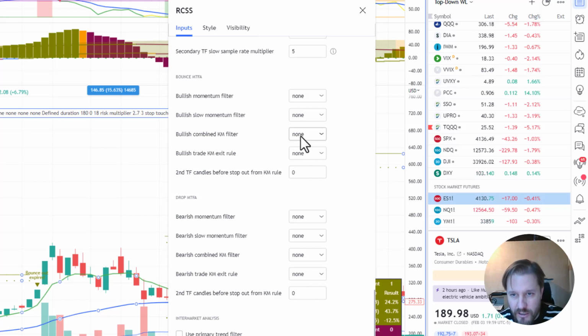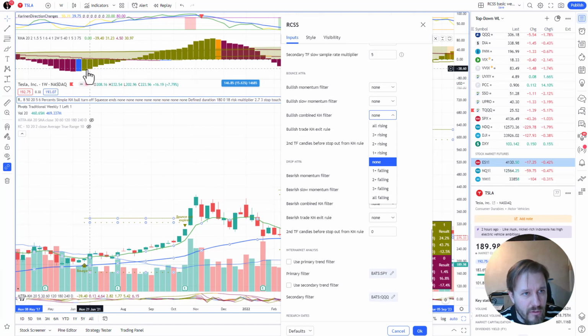Now this becomes funkier. So all rising, 3 or more rising, 2 or more rising, 1 or more rising, none. The same for falling. What does this mean? Well, you've got the normal speed fast, the normal speed slow, 1, 2. The slower speed fast and the slower speed slow, 3 and 4. Right? So if more than one is rising, trade. If 2 or more is rising, trade. If 3 or more is rising, trade. If all are rising, trade. The same for falling.